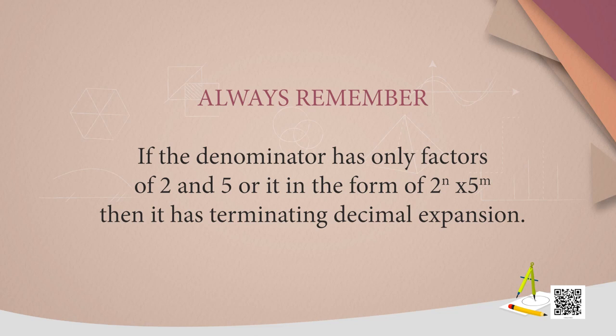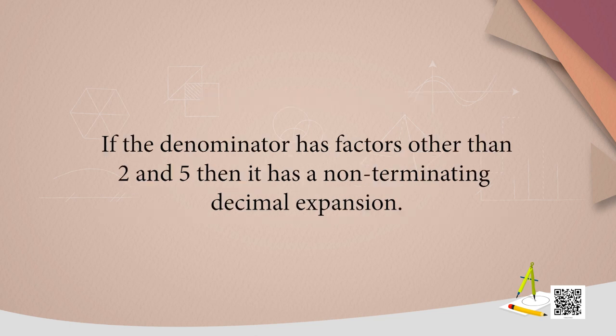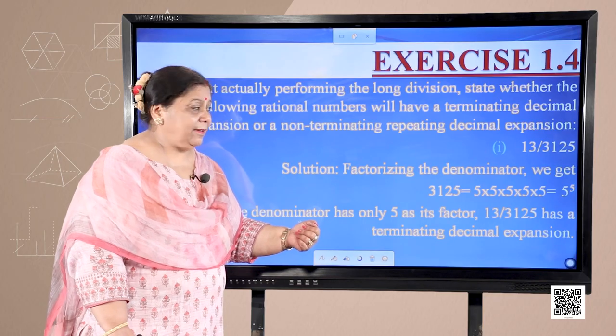Always remember that if the denominator has only factors of 2 and 5, or if it is of the form 2 to the power n into 5 to the power m, then it has terminating decimal expansion. And if the denominator has factors other than 2 and 5, then it has a non-terminating decimal expansion. I hope it is clear.